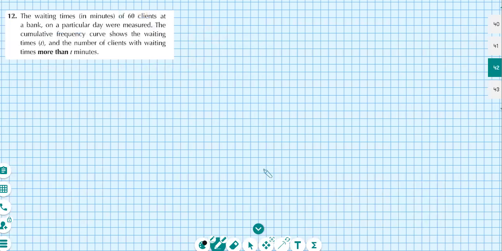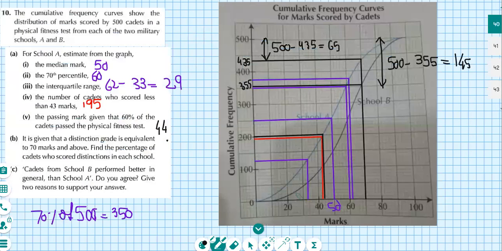Okay, last part, part C. Cadets from school B performed better in general than school A. Do you agree? Give two reasons to support your answer. Yes, agreed. You can see that the curve starts from greater than 10, whereas the curve at school A starts from 0. And most of the students got distinction. And 145 students got distinction in school B, whereas only 65 students got distinction in school A. So overall performance of the school B students is much better than school A students.